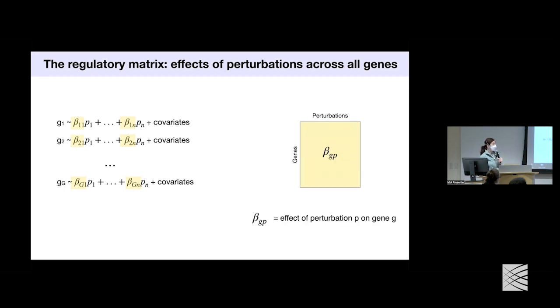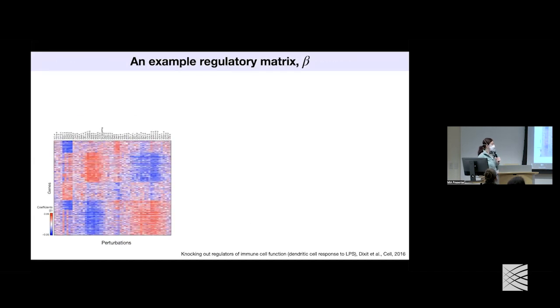So at the end of the day, we get a matrix, which we call a regulatory matrix, which tells us for each gene how each perturbation affects it. This is what it looks like for an example of knocking out regulators of immune cell function when dendritic cells respond to LPS, in case you are interested. Each row here is a gene, each column is a perturbation, and the values are the effect of the perturbation on the gene.